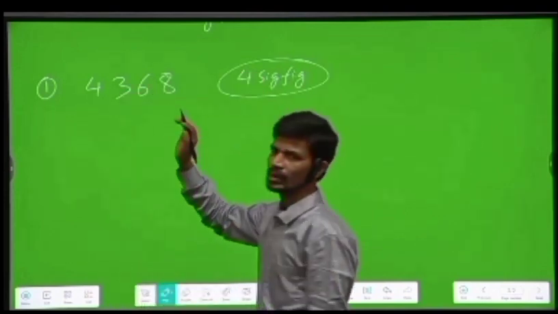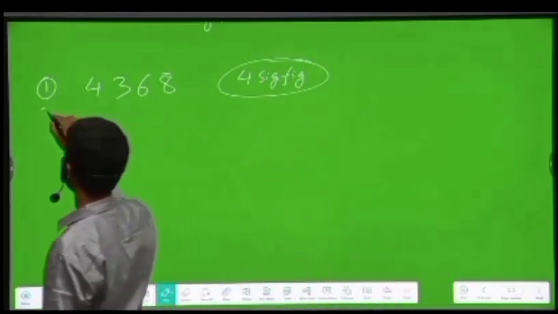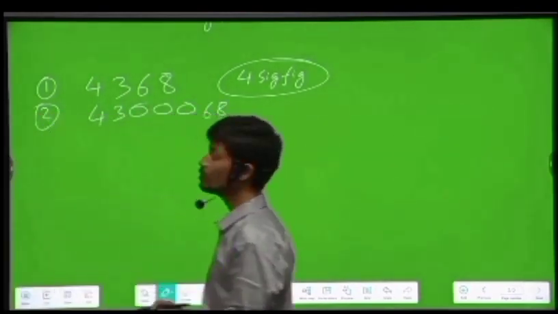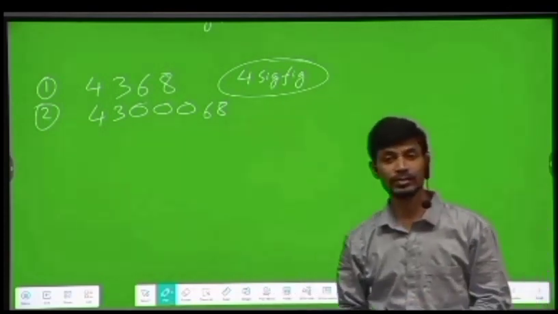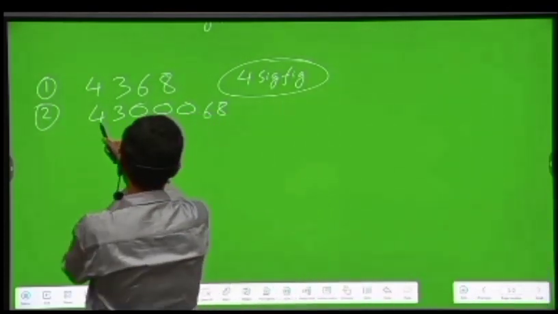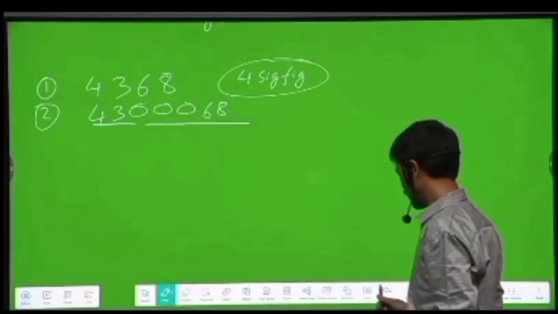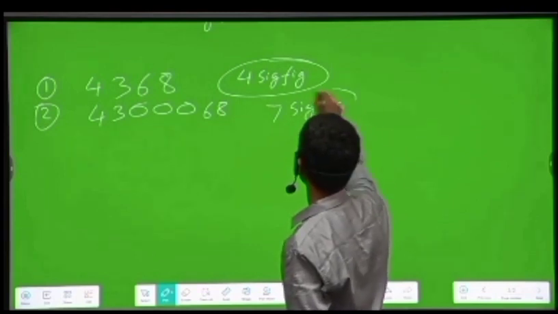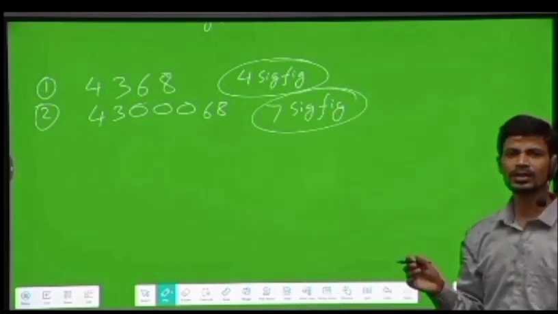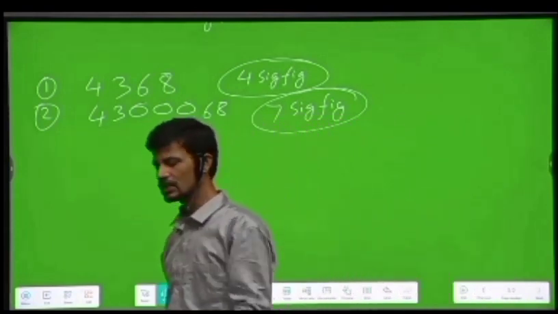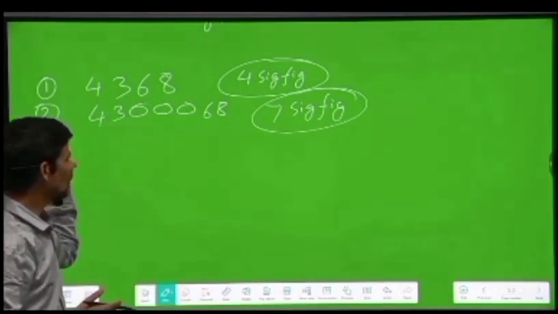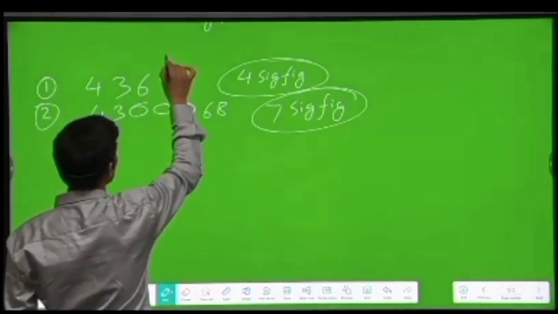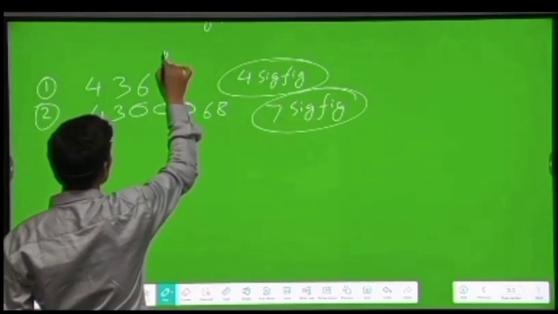Means all non-zero numbers are significant. Okay, second thing, now there are zeros. I told you that all non-zero numbers are significant, but here, does it have 4 significant figures? No, actually it now has 7 significant figures. Why is it so? Because all the zeros in between two non-zero digits are significant. All right, one more thing, this is the uncertain, first uncertain digit.